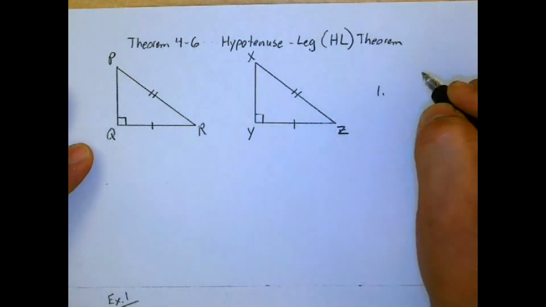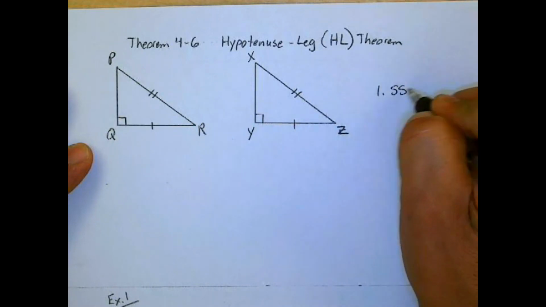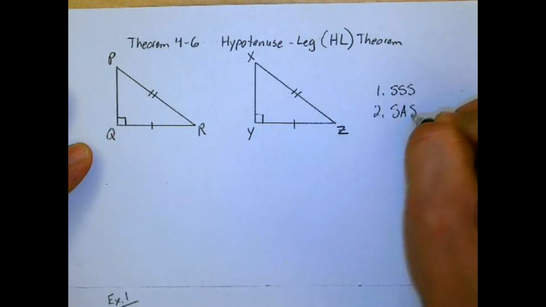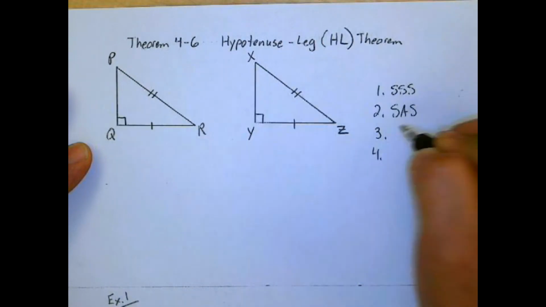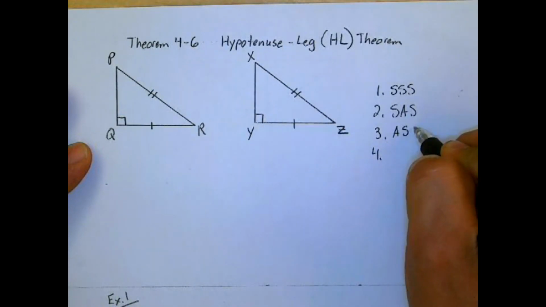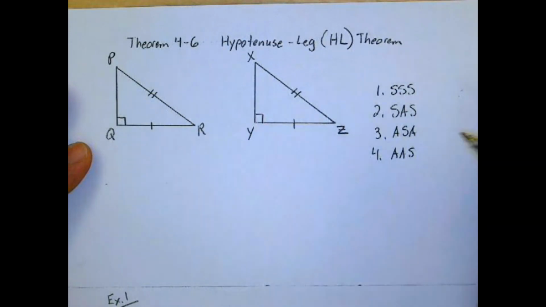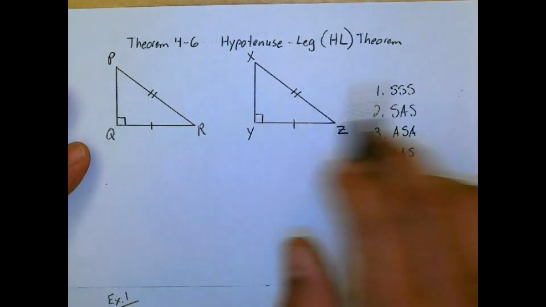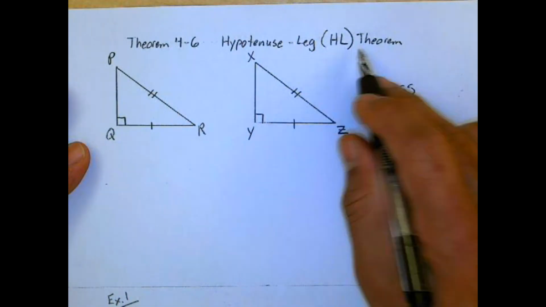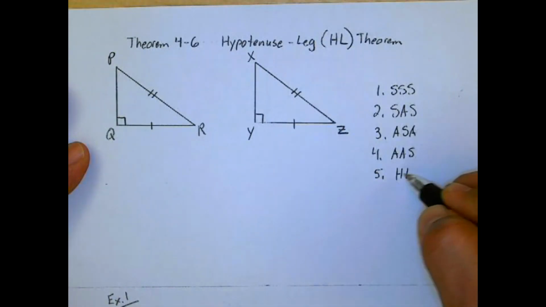The first one, that's a shortcut to proving that 2 triangles are congruent, is side, side, side. The second one that we looked at was side, angle, side. The third and the fourth ones had everything to do with angles, which the third one was angle, side, angle, and the fourth one being angle, angle, side. Now, today's lesson is about the hypotenuse leg theorem, which is going to be our 5th one, or the HL theorem. Okay, so it's all on its own, hypotenuse leg.